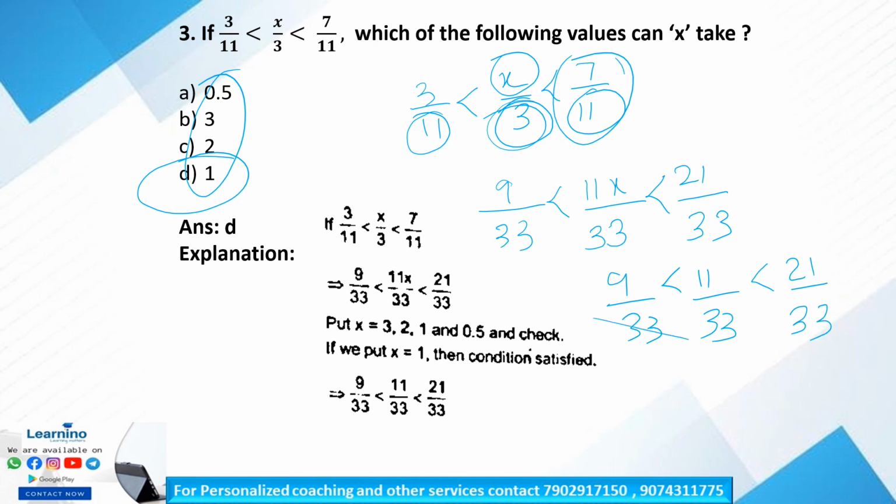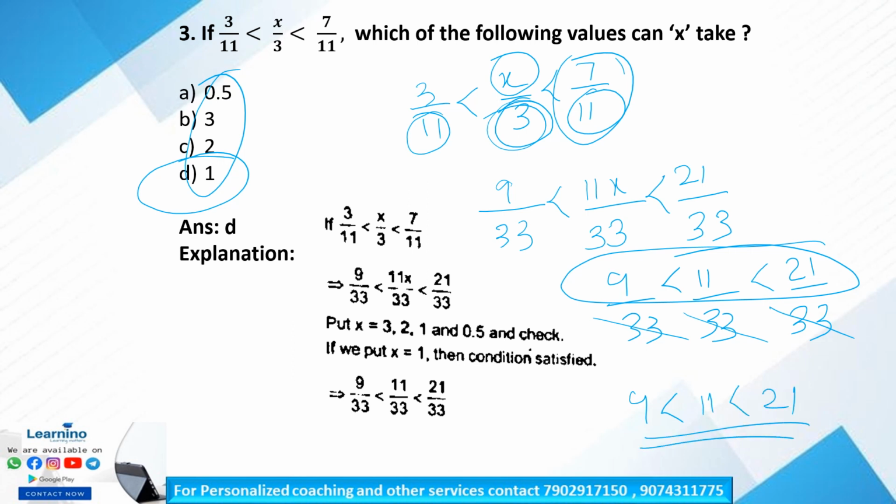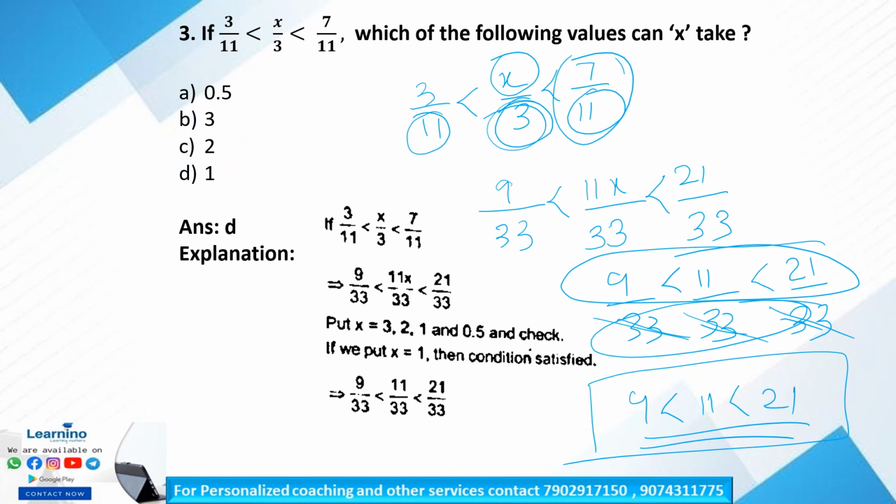Avoiding the denominator, only considering the numerator, the answer is correct. That is 9 is less than 11 is less than 21. So option D itself is our correct answer. By making the denominator equal, we don't need to consider the denominator. We just follow with the numerator only. By putting x value equal to 1, we got 9 less than 11 less than 21. So that is very true. So our answer is option D, 1.